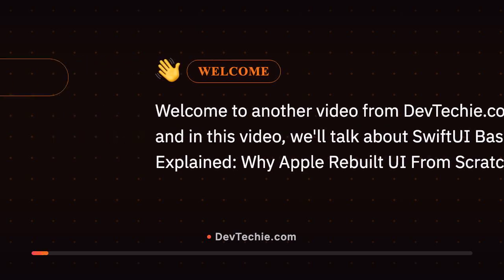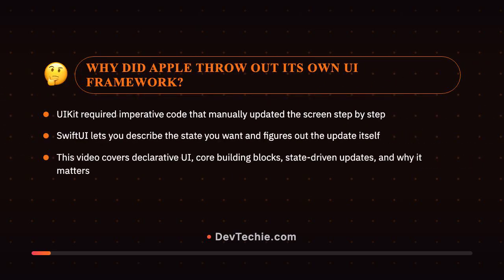SwiftUI Basics Explained: why Apple rebuilt UI from scratch. Why would Apple, after more than a decade of developers building iOS apps with UI Kit, turn around and introduce a completely different way to build the exact same interfaces? It sounds like a strange move until you look at what UI Kit actually asked of you. Every button, every list, every screen transition meant writing imperative code that manually told the interface how to update itself, step by step, one mutation at a time.